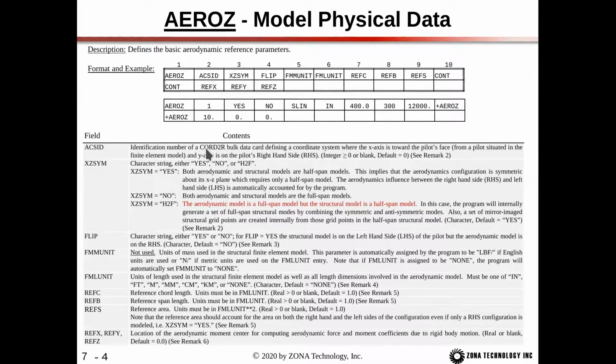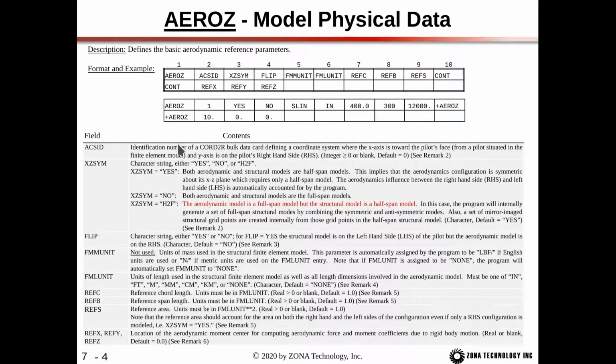This CORD2R card defines a local coordinate system in the Nastran basic coordinate system, where this local coordinate system is the aerodynamic coordinate system that you use to set up your model. So, for example, if the origin of your aerodynamic model is at the nose of the aircraft, then in the Nastran basic coordinate system, the origin of this CORD2R card must be at the nose, and then the x-axis points aft, the y-axis points out to the right-hand side, and the z-axis will point up.